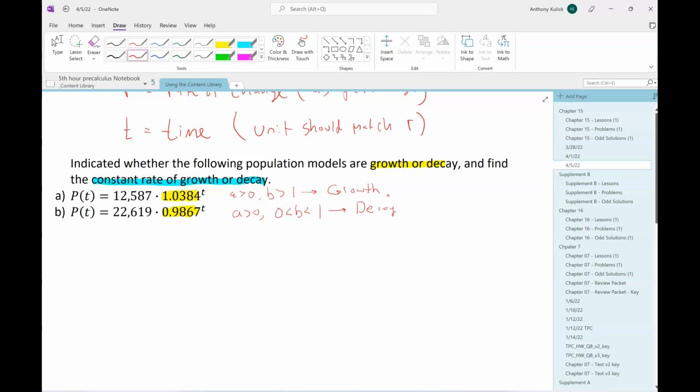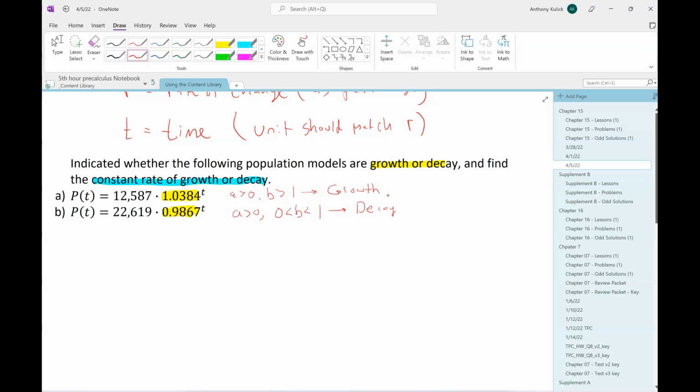Everybody's cool with that? What happens if the A value is negative? Just the rule flips, right? So if A was negative and B was greater than 1, it would be decay. And if A was negative and B is between 0 and 1, it would be growth. That's all.